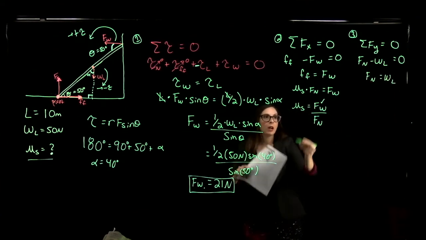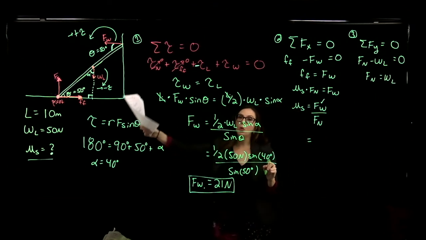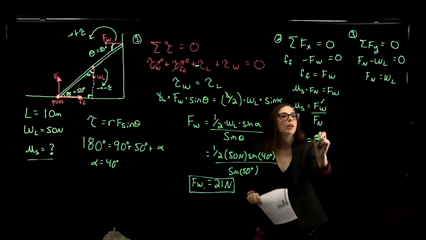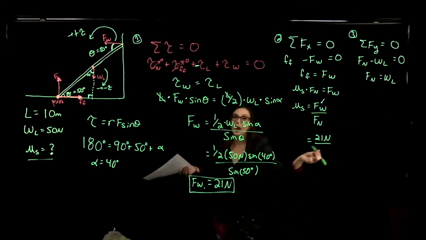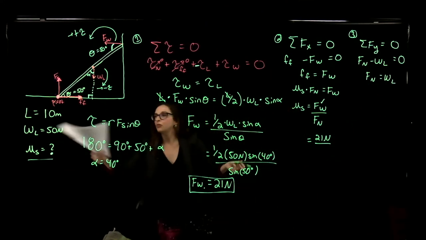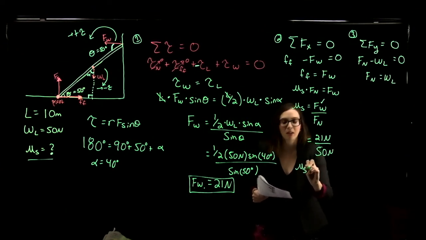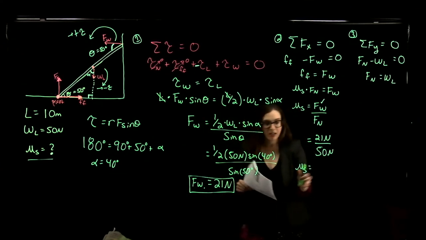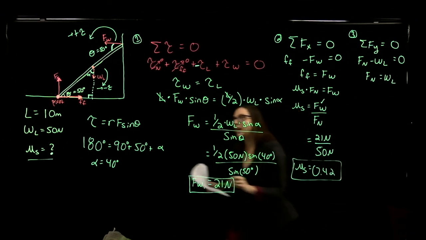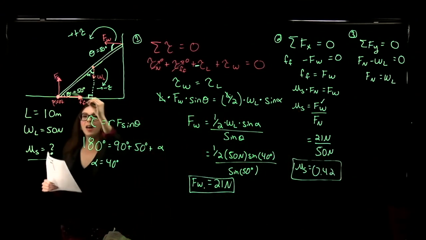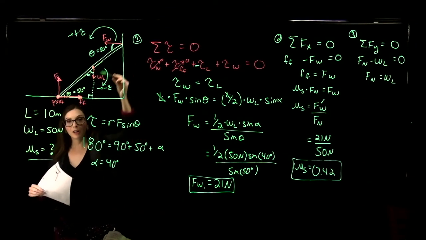So we can come over here to our coefficient of static friction. We can plug in the force that the wall exerts on the ladder, 21 newtons, and divide that by the normal force, which was equal to the weight of our ladder, which was 50 newtons. So then our coefficient of static friction is equal to 0.42. That's the coefficient of static friction we need to have between the ladder and the floor and the ground so that our ladder doesn't slip.